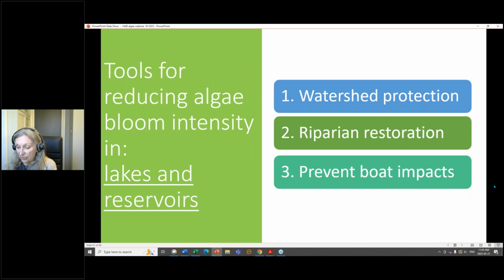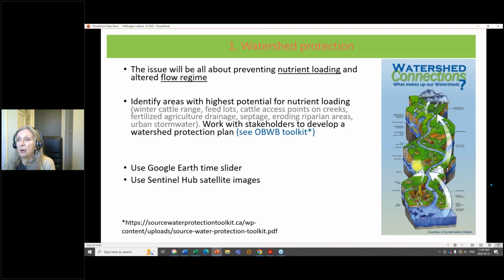So let's turn our attention now to what can we do to reduce algae bloom intensity in lakes and reservoirs? What can we do to protect our source water? Again, it goes without saying, we need the multi-barrier approach. This is one approach or a first barrier among many. The issue of watershed protection will always be about preventing nutrient loading and altering the flow regime.